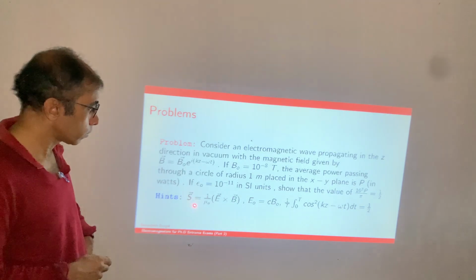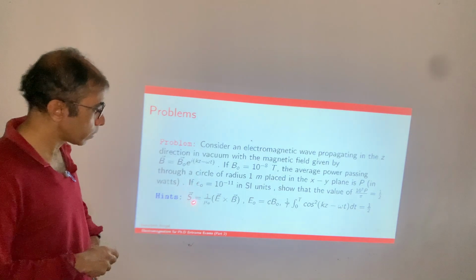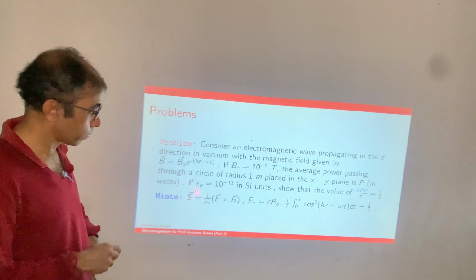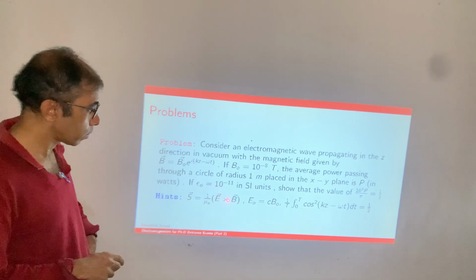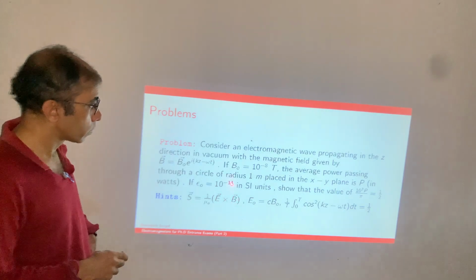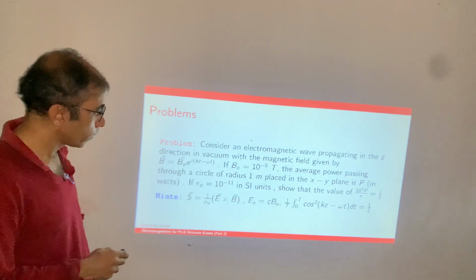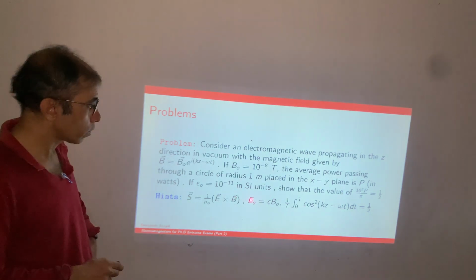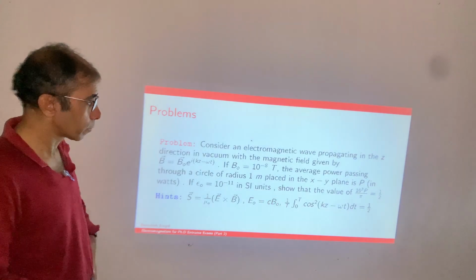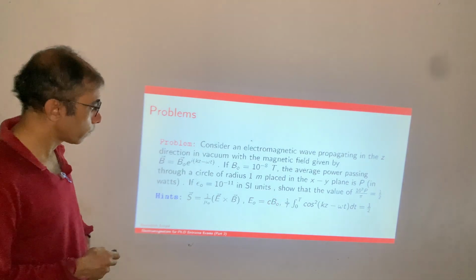So first we have to find out the average Poynting vector, the time average. The Poynting vector is 1 by mu naught, E cross B. We know the relation between E naught and B naught: E naught is equal to c B naught.